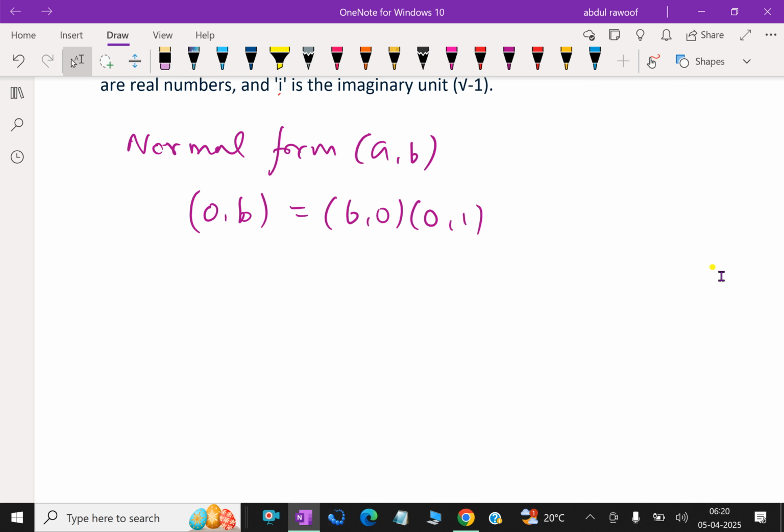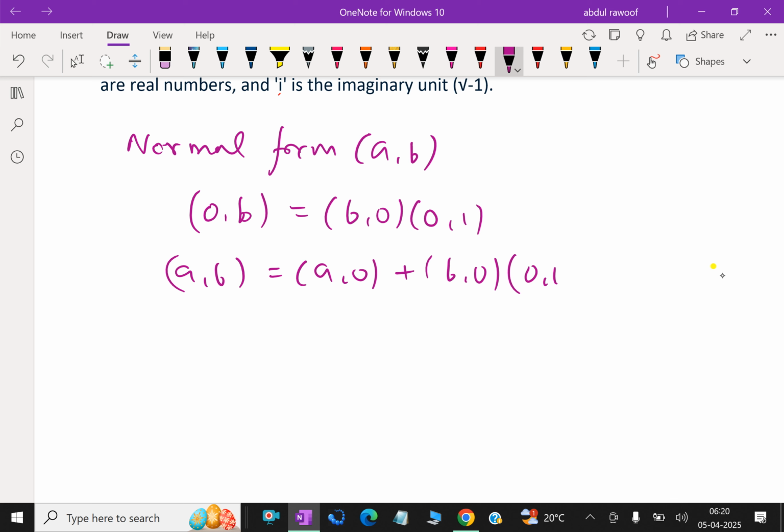Now (A, B) can be represented as (A, 0) plus (B, 0) into (0, 1). Since (0, B) is this, therefore (A, B) can be represented as (A, 0) in brackets and this.